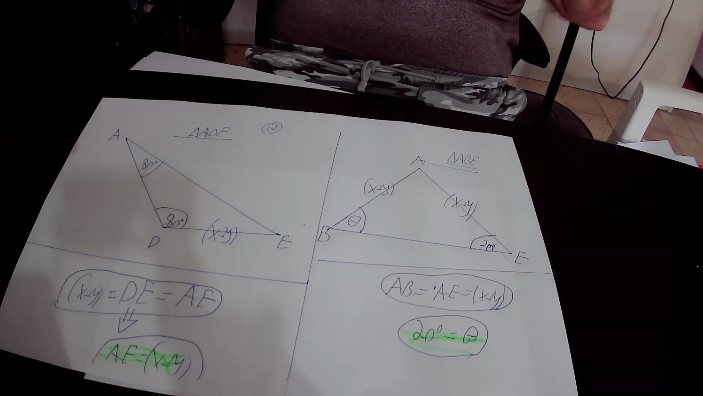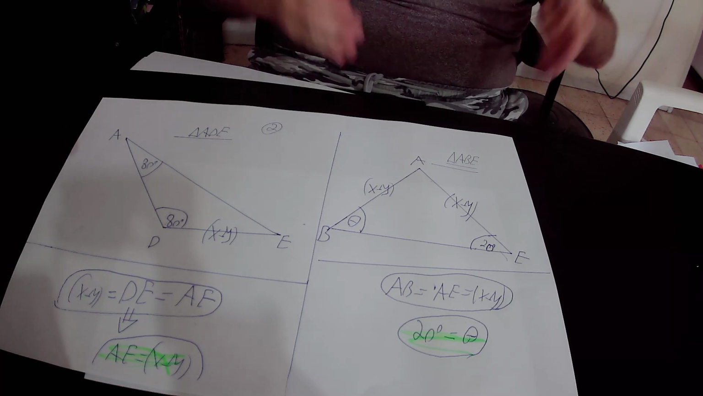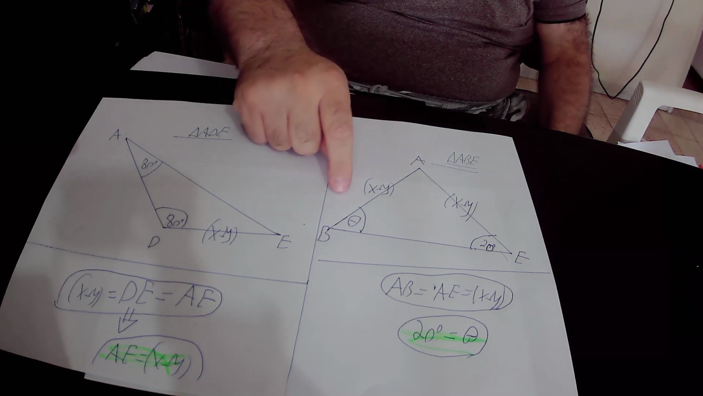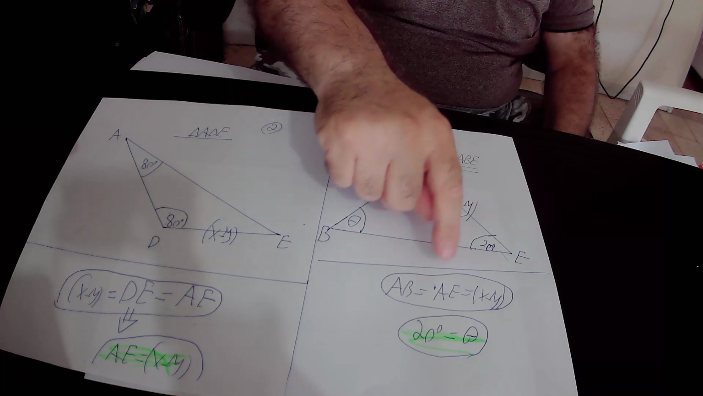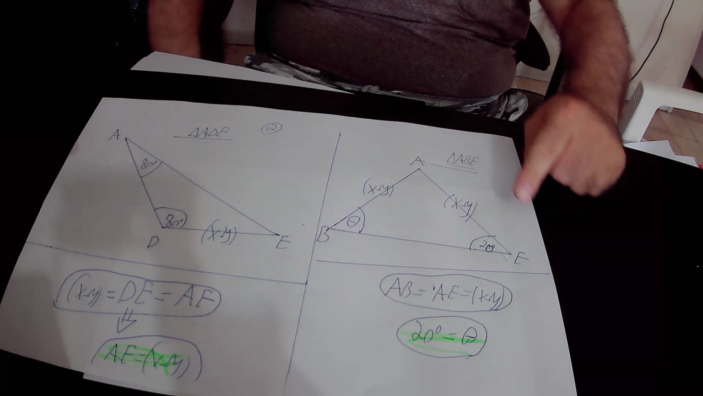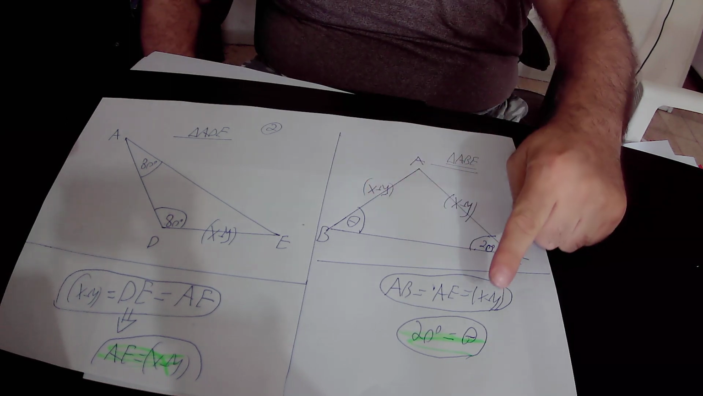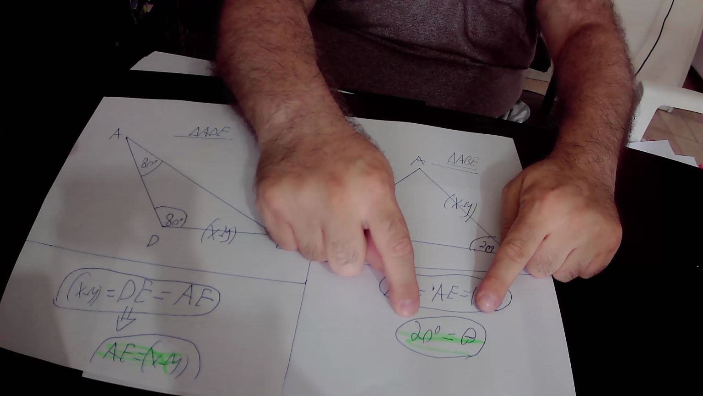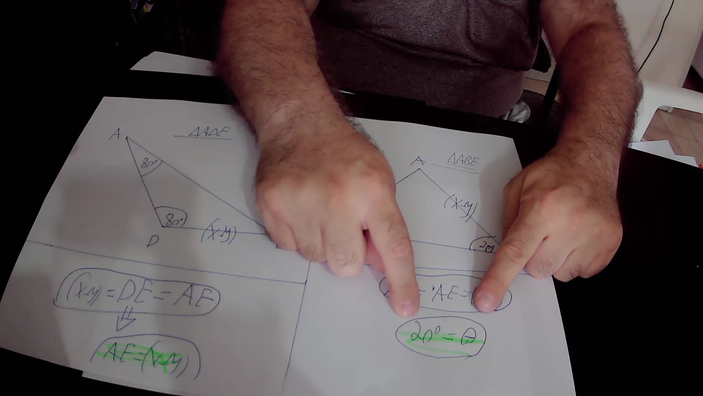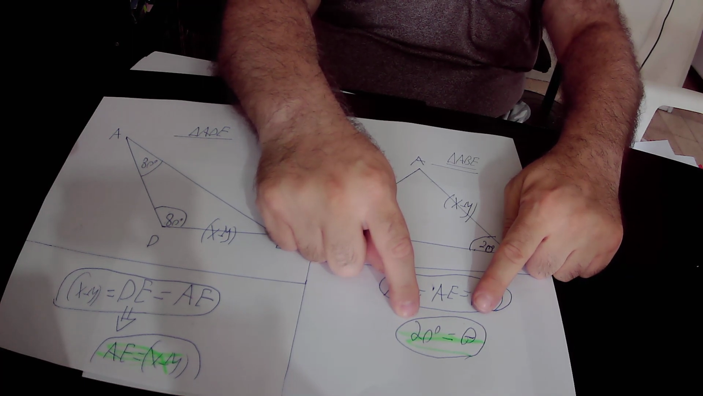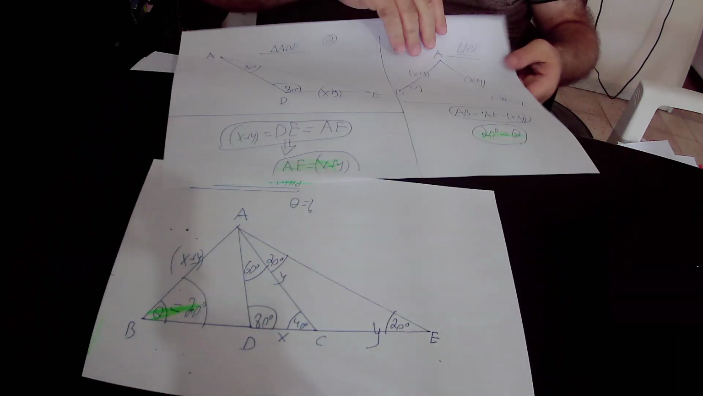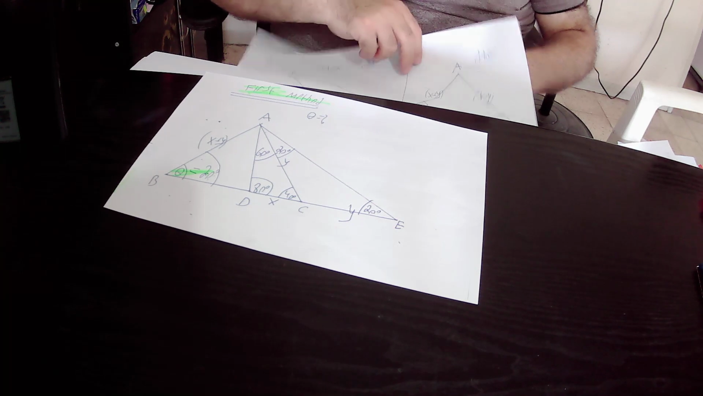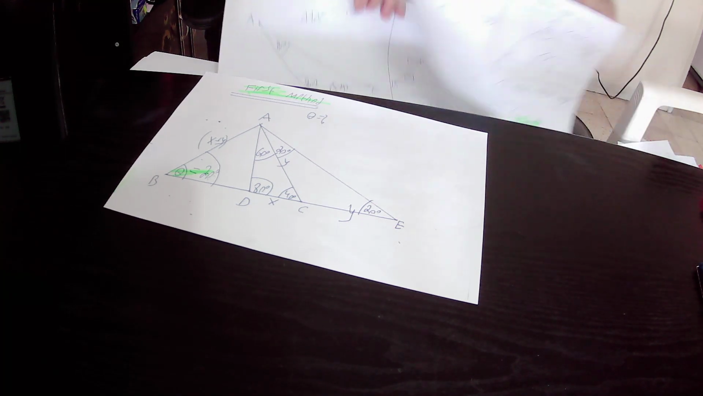And we have the rule that in front of equal sides in the triangle there are equal angles. So in front of this side AB we have an angle that is equal to 20 degrees. In front of this side AE we have this angle that is equal to theta. And those two angles must be equal to each other. Why? Because they are located in front of equal sides. That is to say, angle theta equals 20 degrees. So we finished with the first method. Then I presented to you the second method.